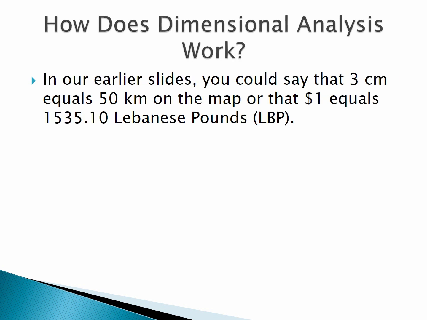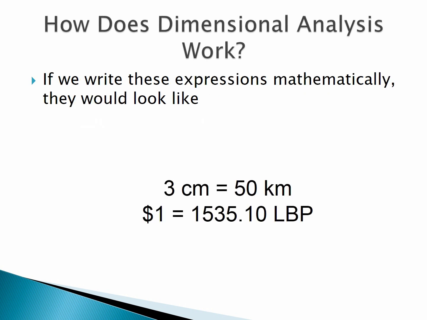In our earlier slides, you could say that 3 centimeters equaled 50 kilometers on the map, or that $1 equals 1,535.10 Lebanese pounds. If we write these expressions mathematically, they will look like 3 centimeters equals 50 kilometers and $1 equals 1,535.10 Lebanese pounds.